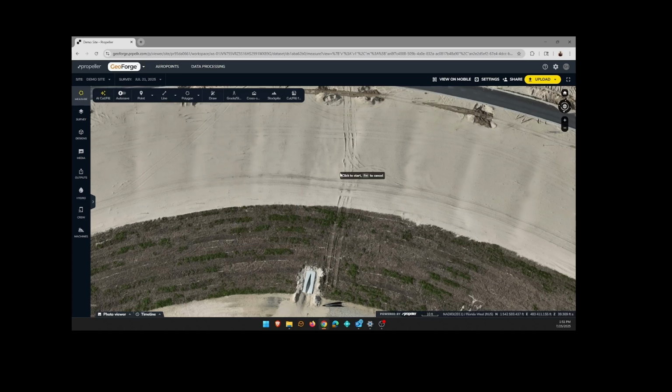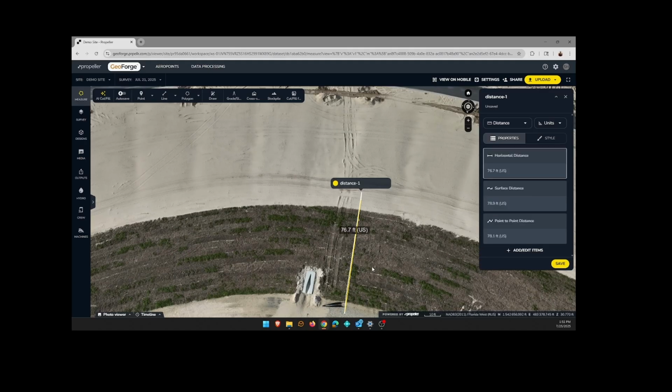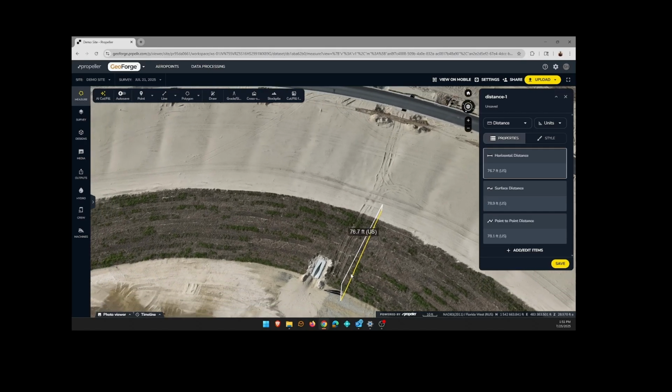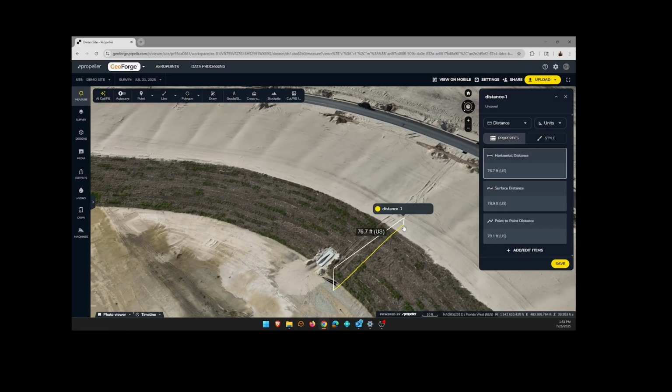So let's start with just a basic line. Let's start from here and drop a line down to the bottom of this retention pond, and we'll click on that second point a second time to finish. What we're seeing is a distance of 76.7 feet. So if you had a point up here on the top and a point down here and you draped a line across the surface, you'd have 76.7 feet.